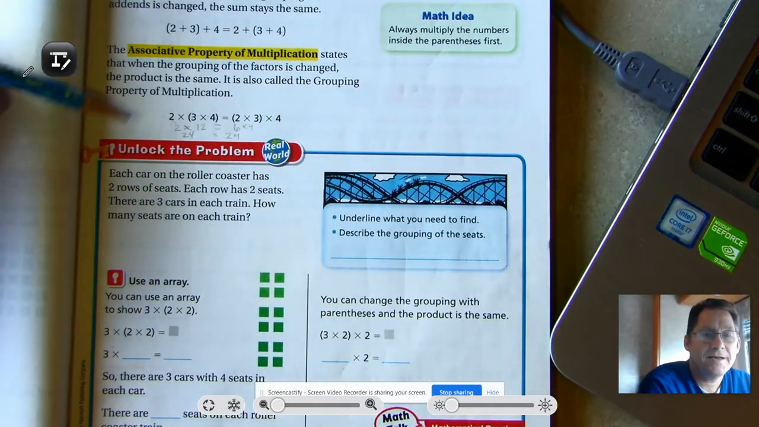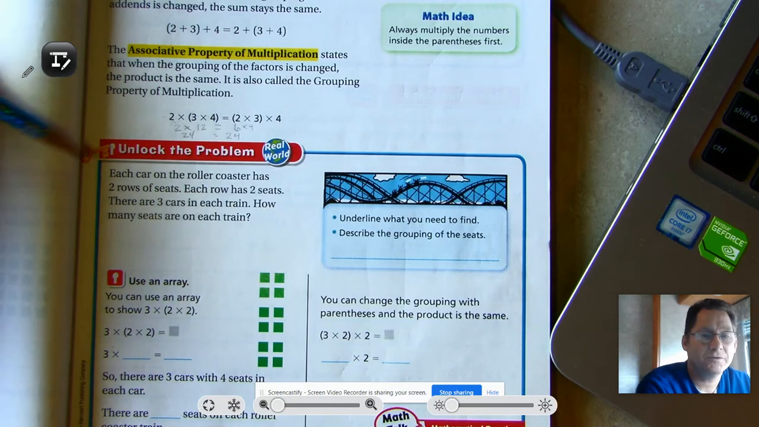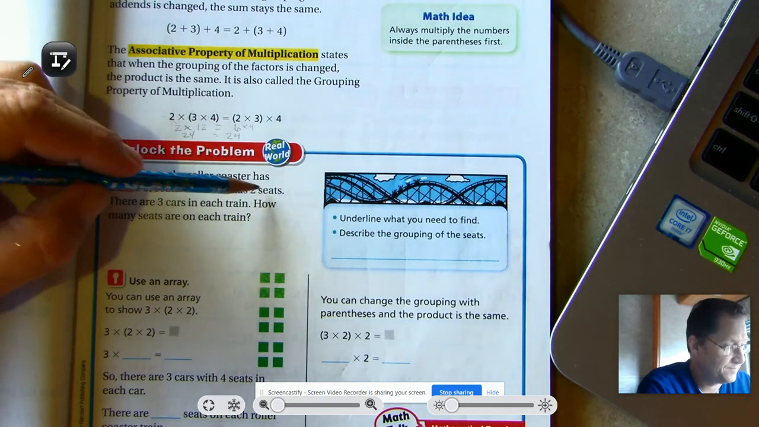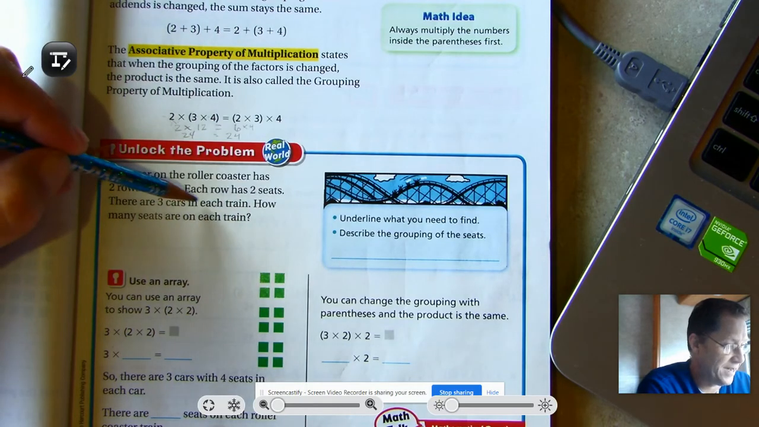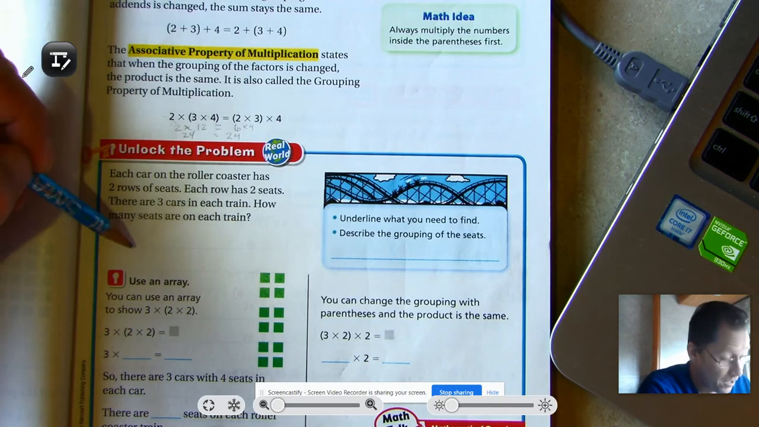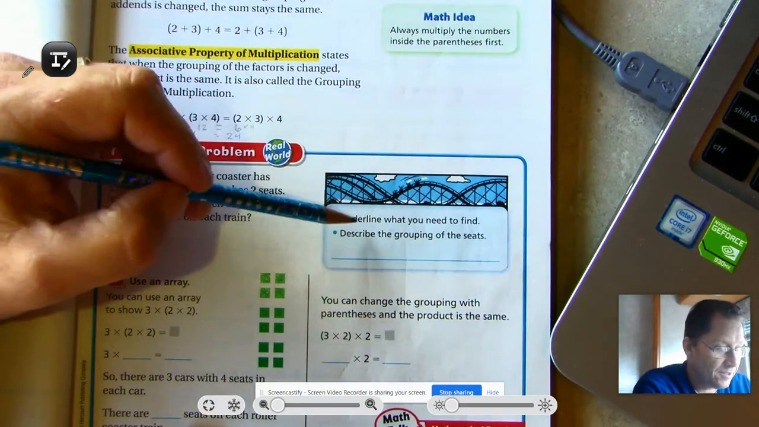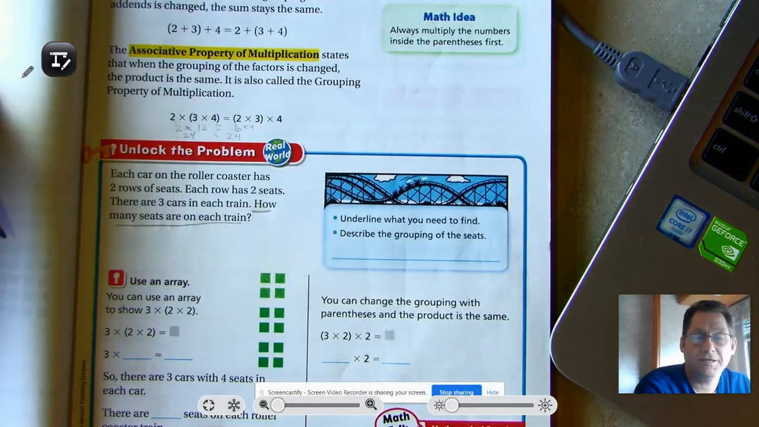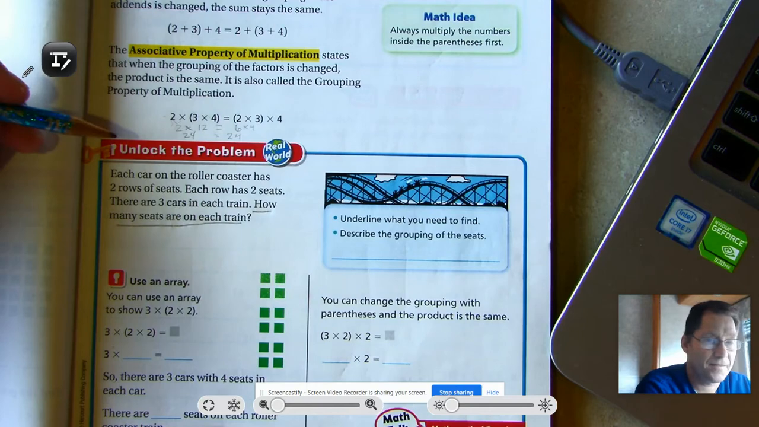Unlock the problem. Each car on the roller coaster has 2 rows of seats. Each row has 2 seats. There are 3 cars in each train. How many seats are on each train? Underline what you need to find. So, I need to find how many seats are on each train. Describe the grouping of the seats.